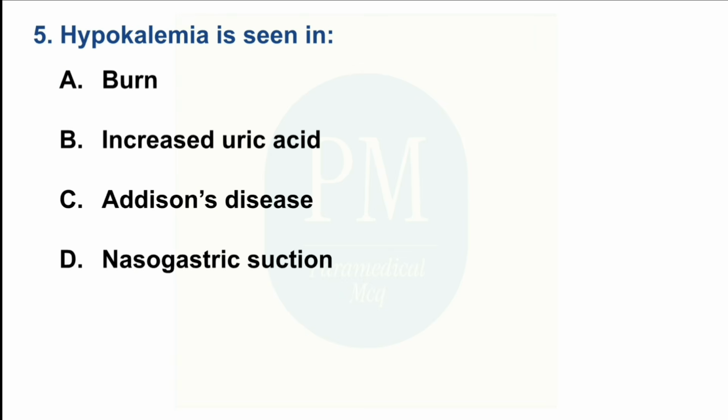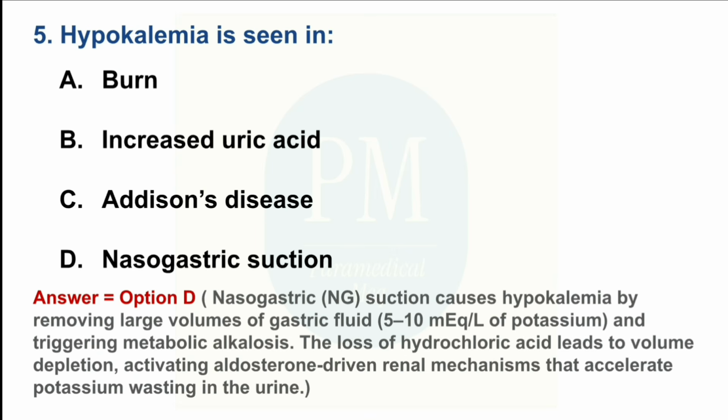Hypokalemia is seen in option A, burn. Option B, increased uric acid. Option C, Addison's disease. Option D, nasogastric suction. The correct option is option D, nasogastric suction.